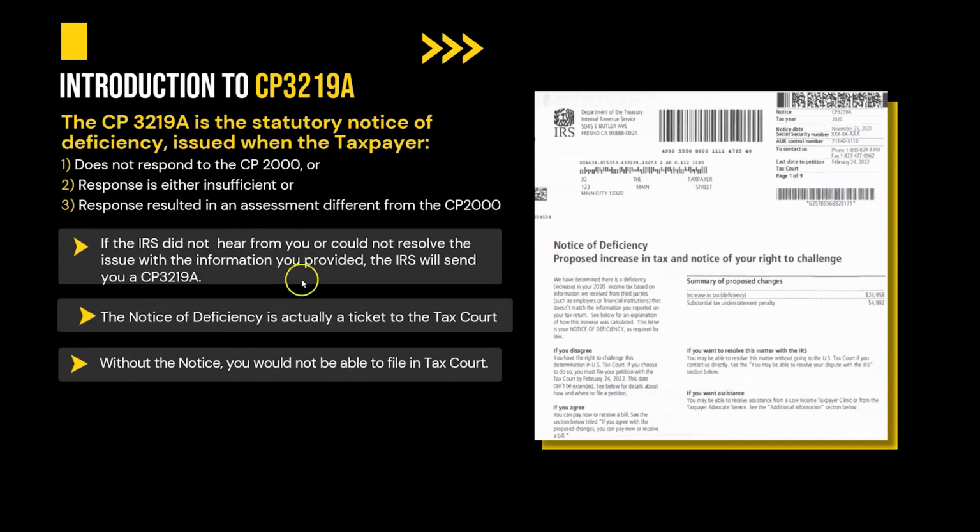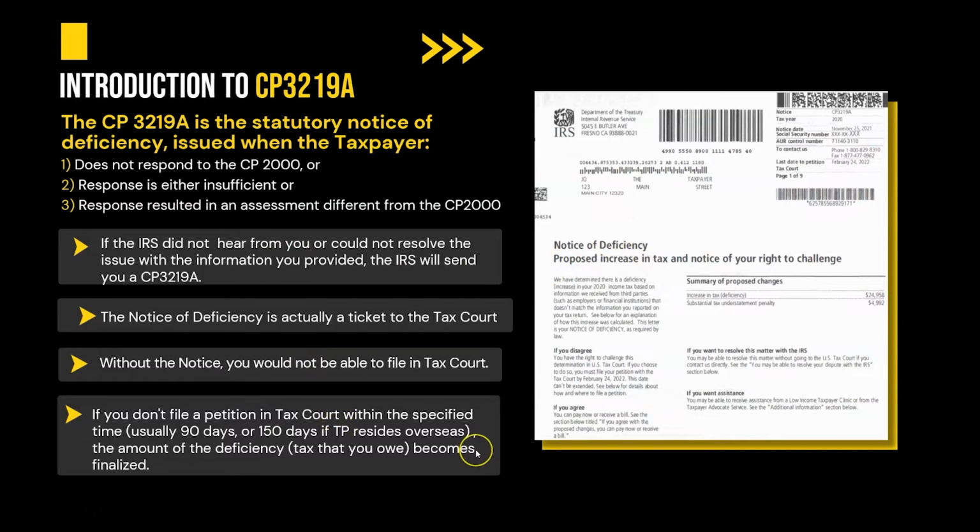Now let's move on to the final one here. If you do not file the petition in tax court within the specified time, usually 90 days if you live in the US or 150 days if you reside outside of the US, the amount of the deficiency or the taxes owed becomes finalized.